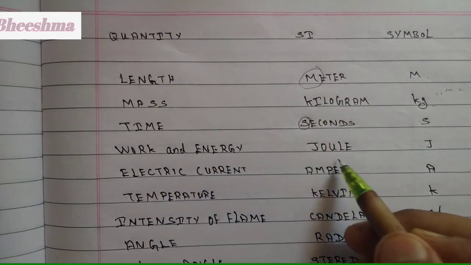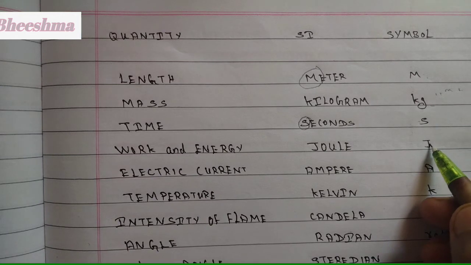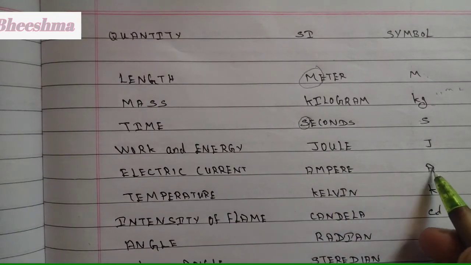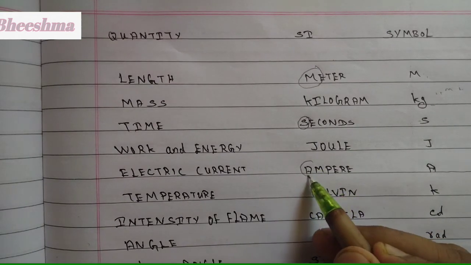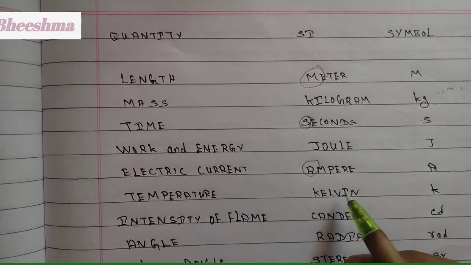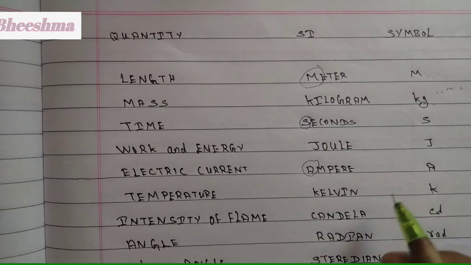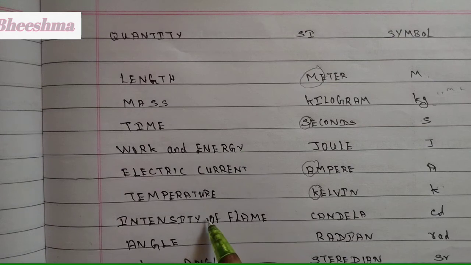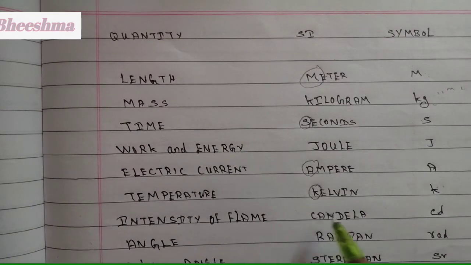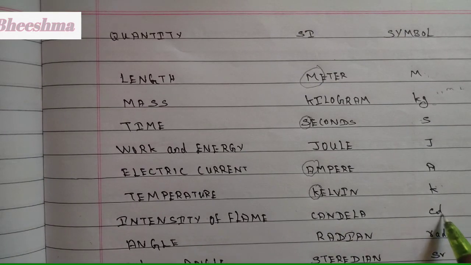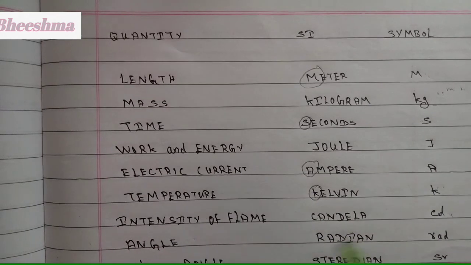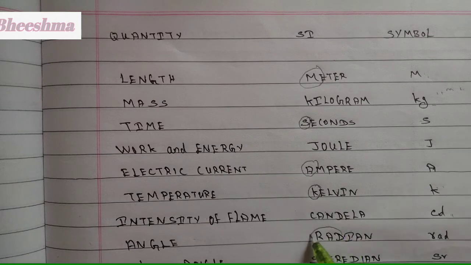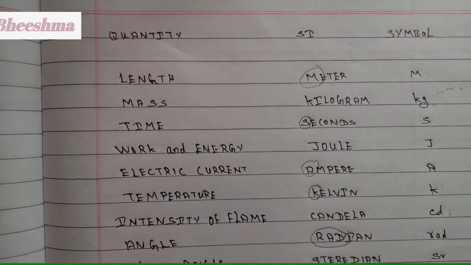Work and energy is joule. The symbol is J. Electric current, ampere, and the symbol is A, the first letter. Temperature, Kelvin, the symbol is K, this is the first letter. Intensity of flame, candela, the symbol is cd. Angle, radian, rad, the first three letters, that is the symbol.